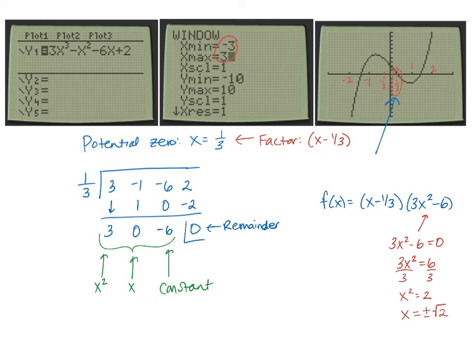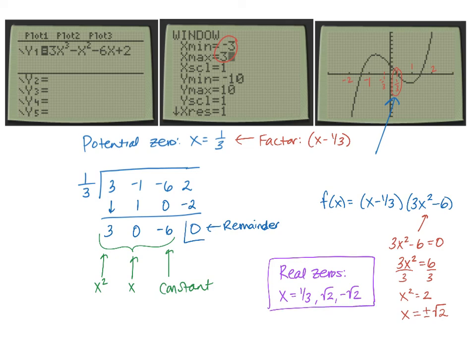So between what we found from our graph and in our synthetic division and what we found by setting our quotient equal to 0, we have found that this function has 3 real zeros. Those real zeros are x equals +1/3, x equals positive square root of 2, and x equals negative square root of 2. All three of those values are also found on our graph.